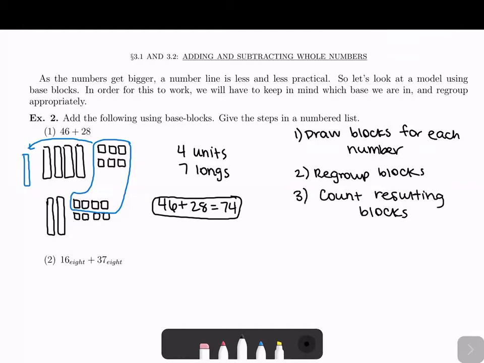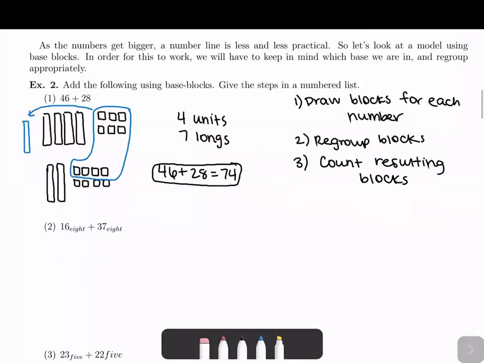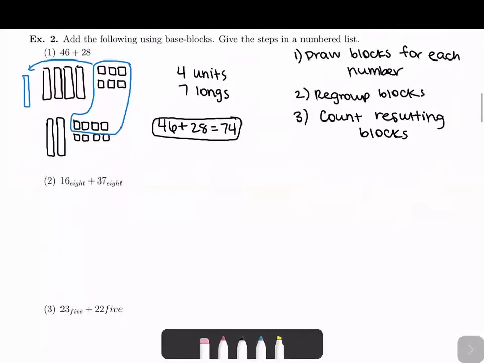Okay, so this is going to be the procedure that we do for every example, right? This procedure doesn't depend on the base. It just tells us how we're going to use base blocks to add, because we can have base blocks for any base. They're just not usually available.